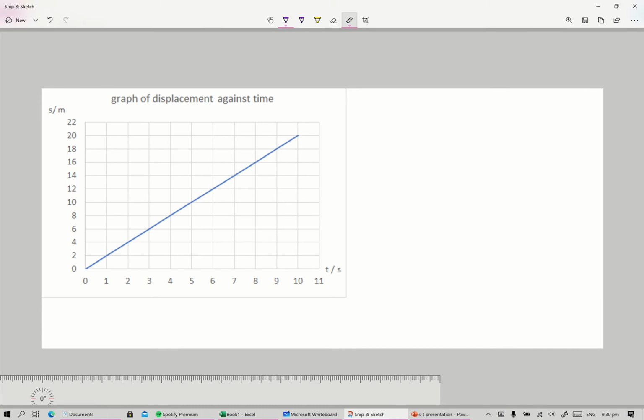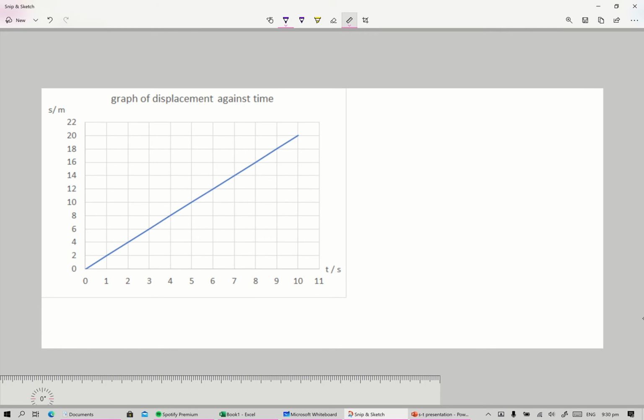So if you are unable to recall how you calculate the gradient of a straight line graph, please pause this video and go back to your secondary 1 or 2 maths book and revise gradient. If you can recall, please continue.